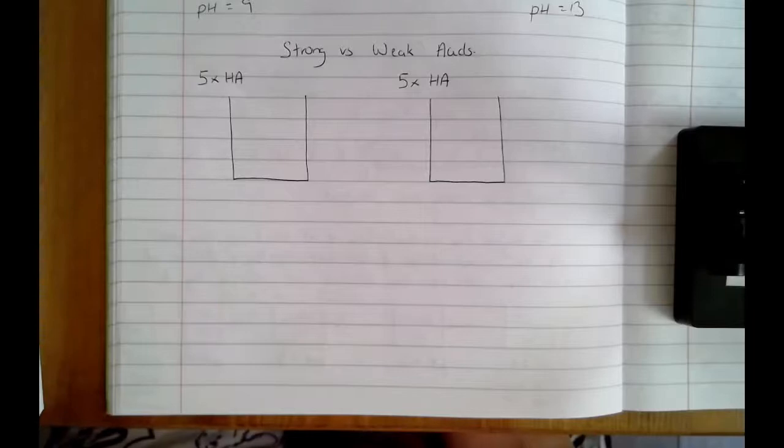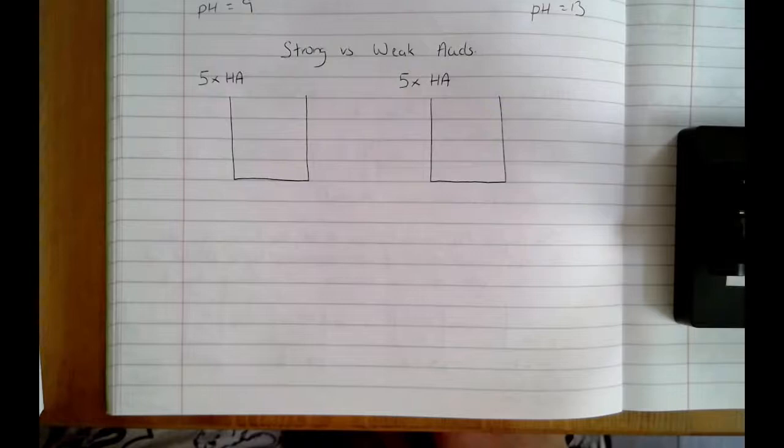So we've seen the effect that H+ concentration has on pH. We're now going to have a look at the factors that will affect the amount of H+ you have got in an acid. So what we're first going to look at is strong acids and weak acids.